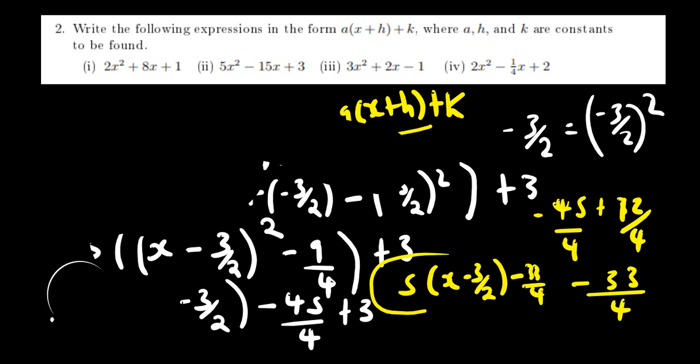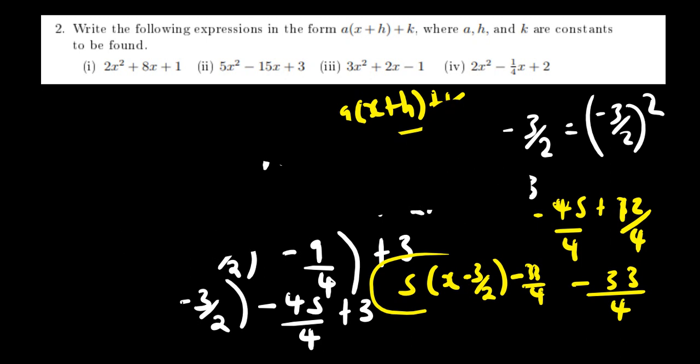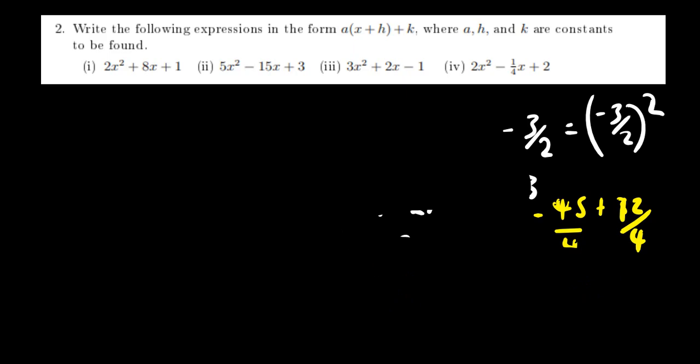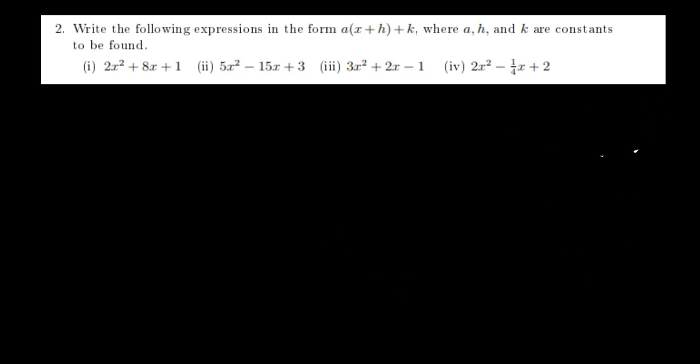Then how do you solve the other ones? It's the same principle, nothing has changed. Let's solve the third one quickly: 3x squared plus 2x minus 1. So what are you going to do? You factor out the 3.